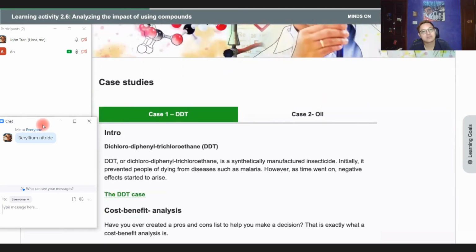Case studies. Case 1: DDT. Case 2: oil. DDT is dichlorodiphenyltrichloroethane. Wow, such a name! It's big. It's an insecticide, it kills off insects, of course. Substances that contain chlor are most likely toxic, you know.